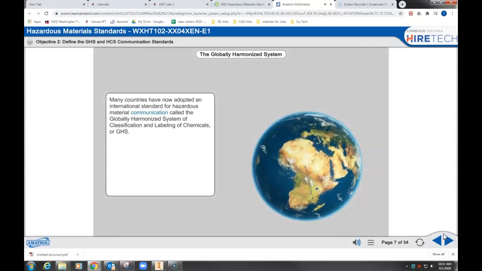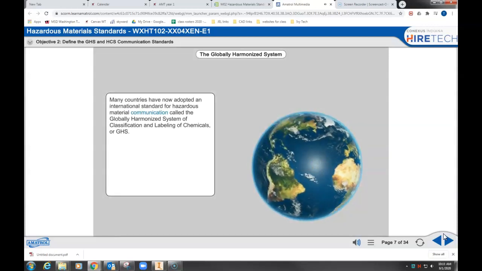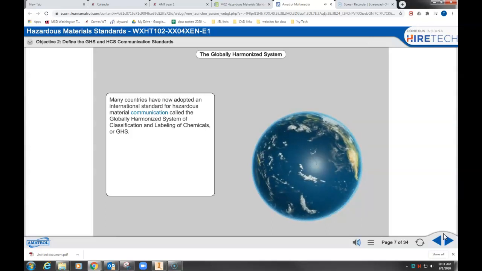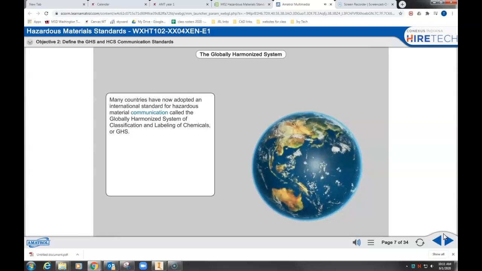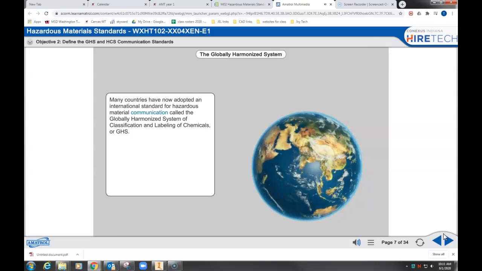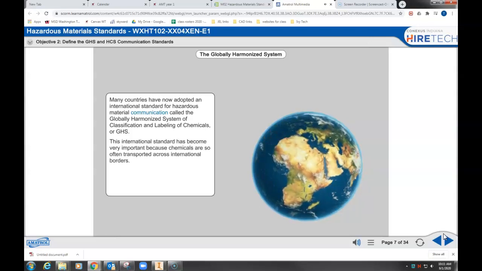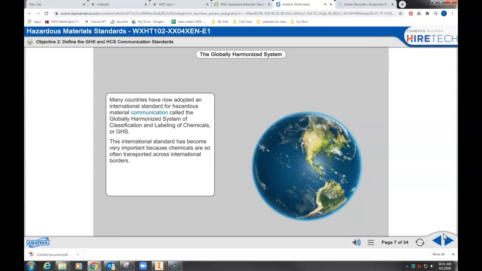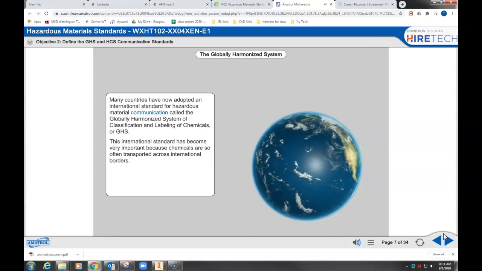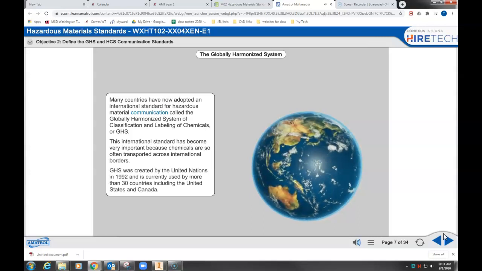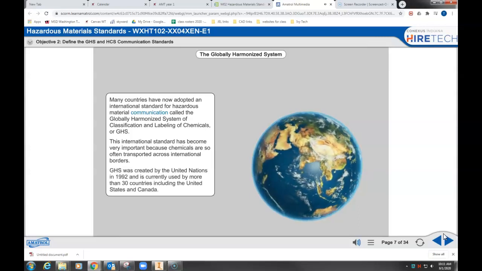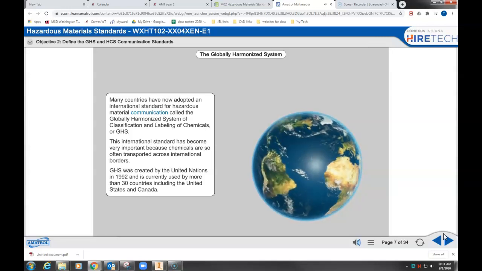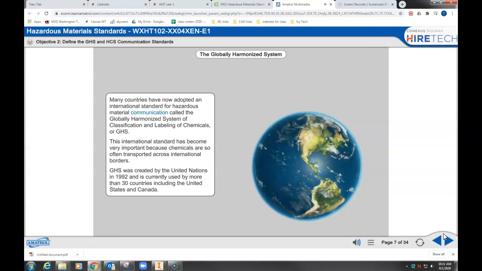Many countries have now adopted an international standard for hazardous material communication called the Globally Harmonized System of Classification and Labeling of Chemicals, or GHS. This international standard has become very important because chemicals are so often transported across international borders. GHS was created by the United Nations in 1992 and is currently used by more than 30 countries, including the United States and Canada.